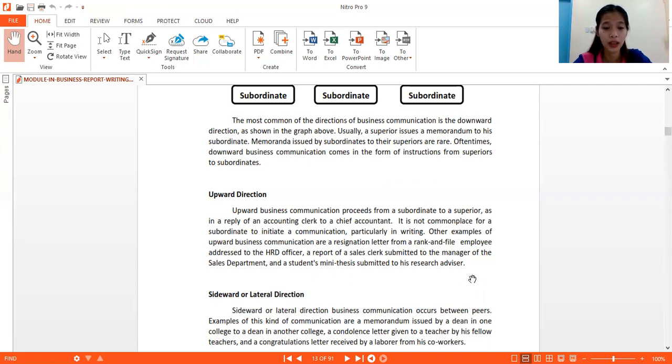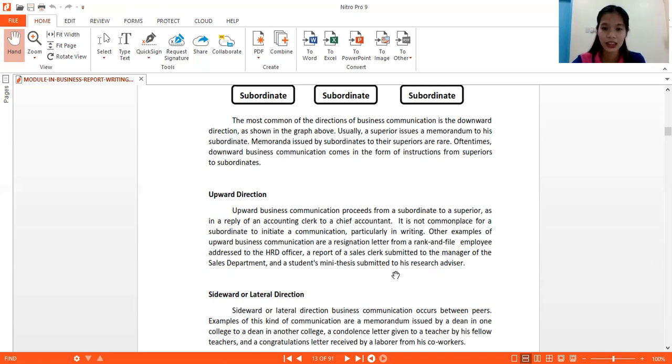Okay, another example of upward direction is a resignation letter of an employee addressed to the HRD officer. So you're giving your resignation letter, you're an employee, to the HR. Next, a sales report of a clerk submitted to the manager. So it is also lahat na pinapasubmit from the lower or low rank employee or personnel to the higher or top rank personnel is considered as upward direction.